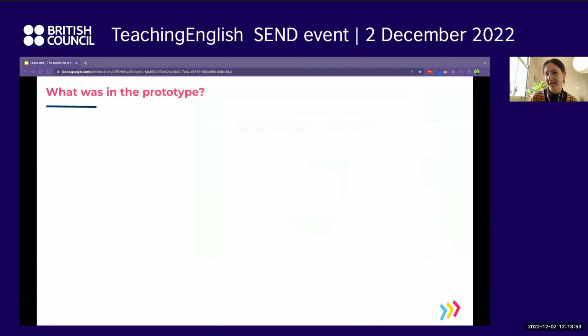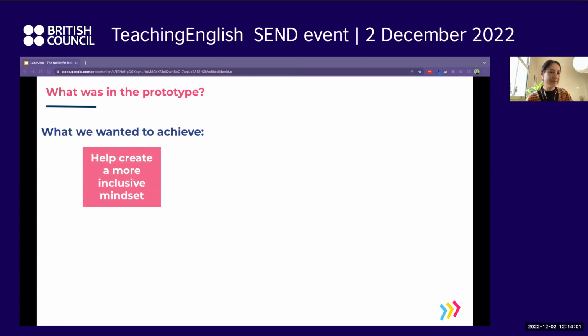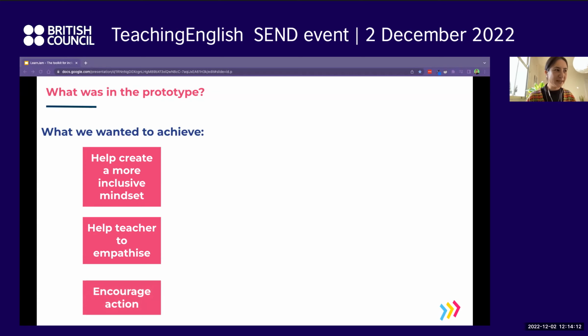And what was in the prototype? Along with the points before about how we framed the toolkit, here are some of the other things that we really wanted to achieve. We wanted to help create a more inclusive mindset. We wanted to help teachers to empathize. And we didn't want this to be a resource that you would just read and then put back on your bookshelf. We wanted to really encourage action.